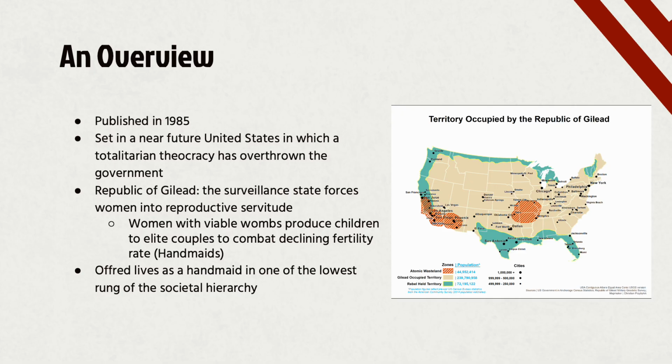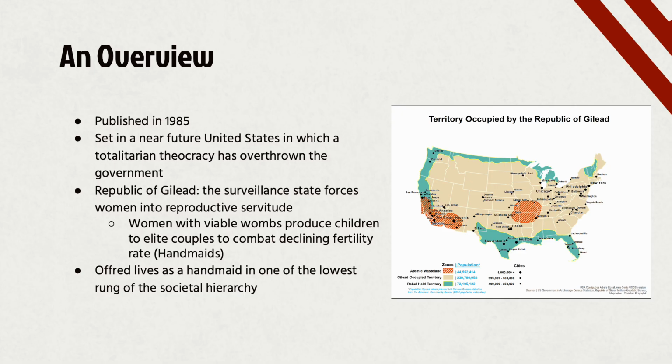The setting is a near-futuristic United States in which a totalitarian theocracy has overthrown the government. This was done by a Christian nationalist group through a coup. It takes place in the United States, but now it's no longer known as such. It's recognized as the Republic of Gilead. The Republic has now become a surveillance state monitoring the lives of women as they live under reproductive servitude.